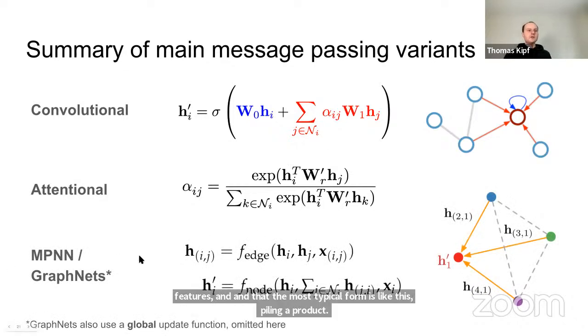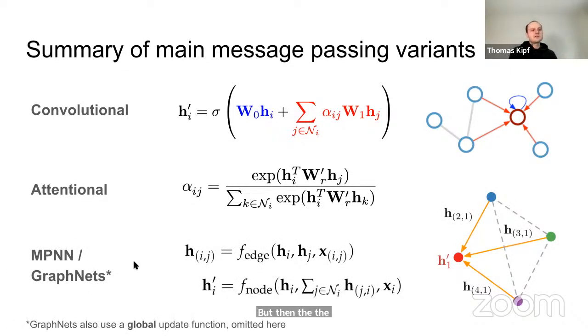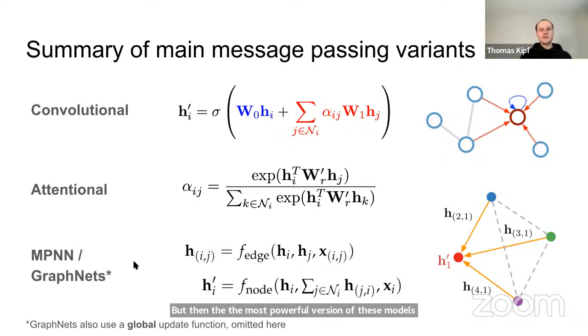But then the most powerful version of these models is this message passing neural network, MPNN or GraphNets formulation, where you have edge updates and node updates, or even a global update that I'm omitting here. You can also assign a global node, if your graph is small, that describes the graph at a global level, and also pass messages between that and the local nodes. And so this is the overall framework: graph neural networks typically always fall in these three categories. And it goes from simple to more expressive and also more expensive to run.